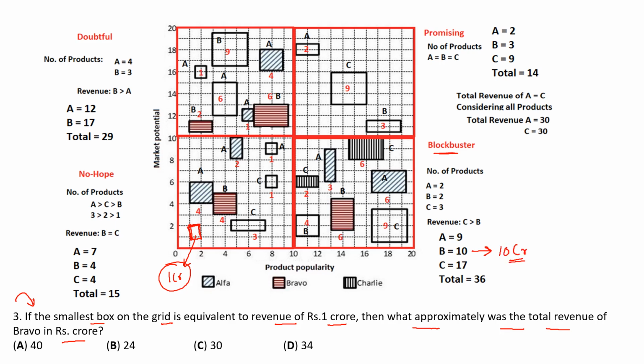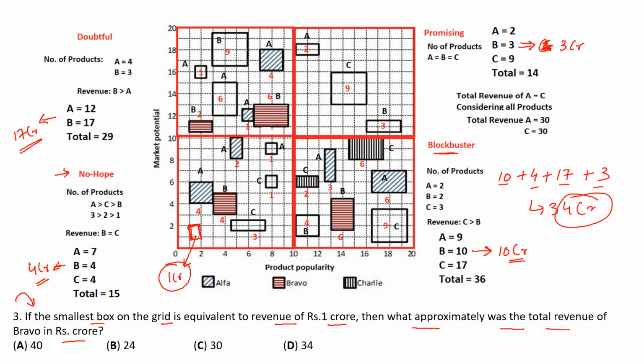CR. In the No Hope category, the revenue of Bravo is 4 CR. In the doubtful category, the revenue of Bravo is 17 CR. And in the promising category, the revenue of Bravo is 3 CR. So total revenue is 10 plus 4 plus 17 plus 3. So 17 plus 3 is 20, 20 plus 10 is 30, 34. So total revenue is 34 CR considering all the 4 categories. So our answer is option D.